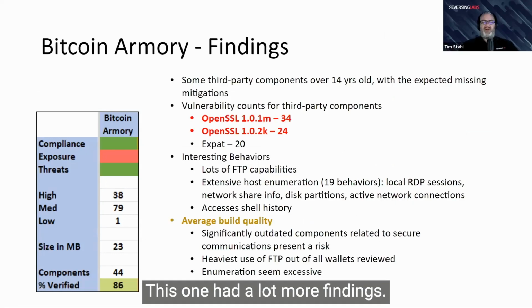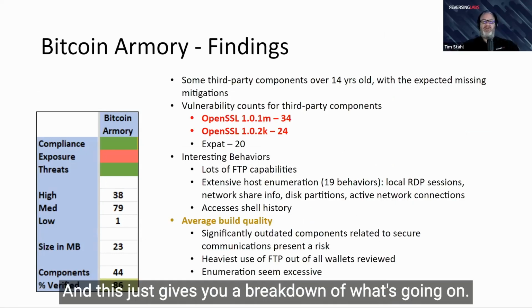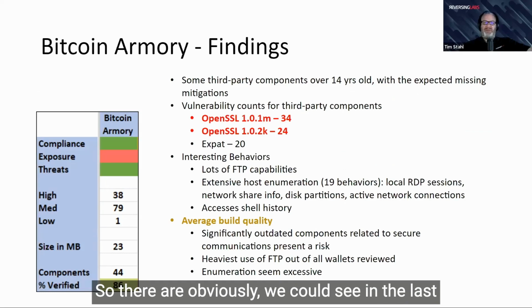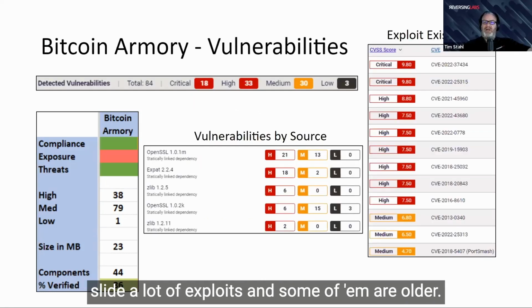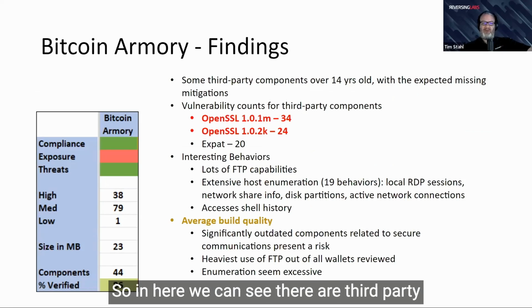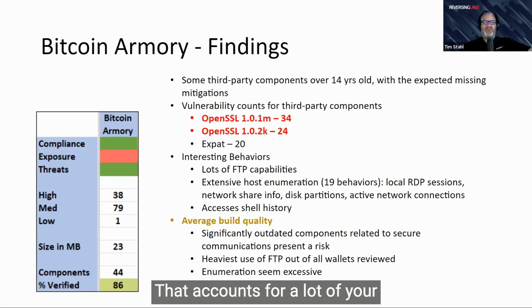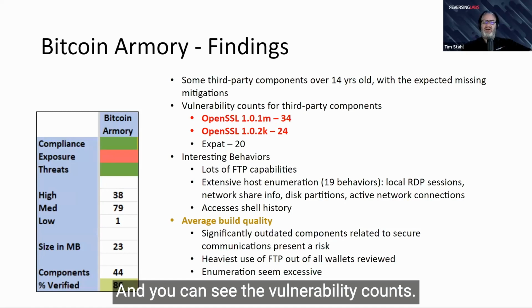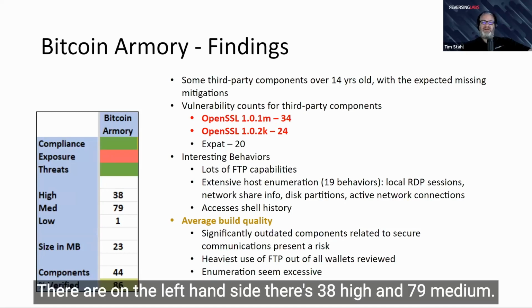This one had a lot more findings, and this just sort of gives you a breakdown of what's going on. So there are, obviously, we could see in the last slide, a lot of exploits, and some of them are older. So in here, we can see there are third-party components that are over a decade old. That accounts for a lot of your missing mitigations and other issues. And you can see the vulnerability counts. There are, on the left-hand side, 38 high and 79 medium.